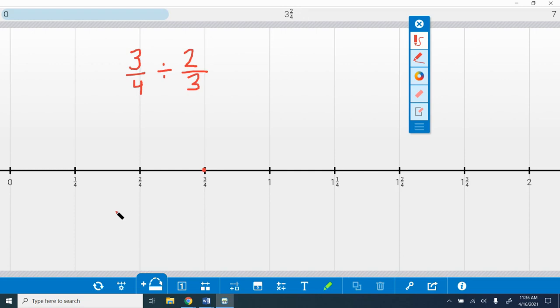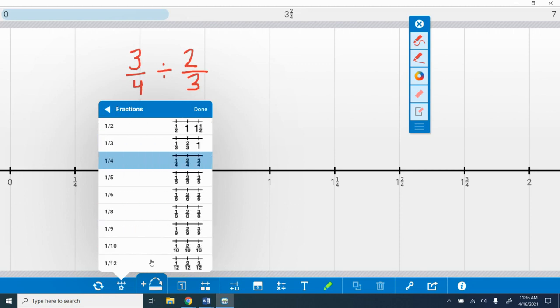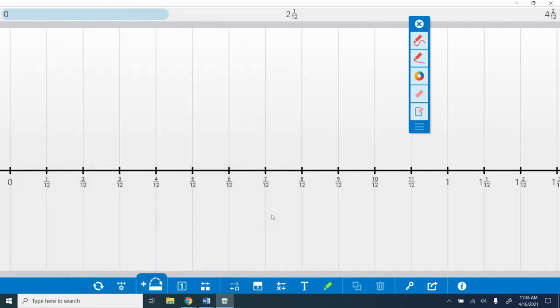Well, I heard 12 for both of those. So a common multiple of 4 and 3 is 12. And so our least common denominator in this case is going to be 12. So I want to go ahead and reorganize my number line into 12ths. I'm going to come over here, I'm going to click 12ths, and we're going to reset this thing up here. All right, and let's rewrite this problem.